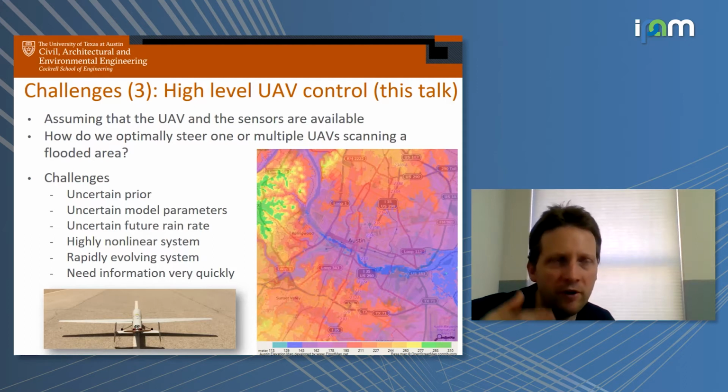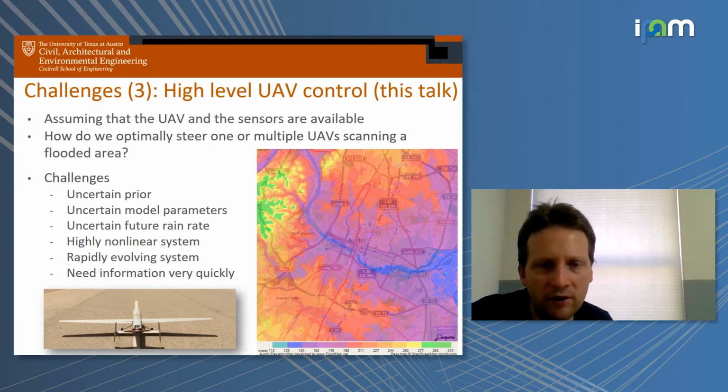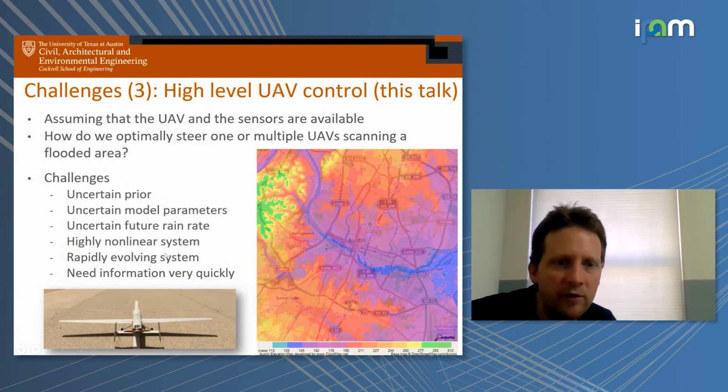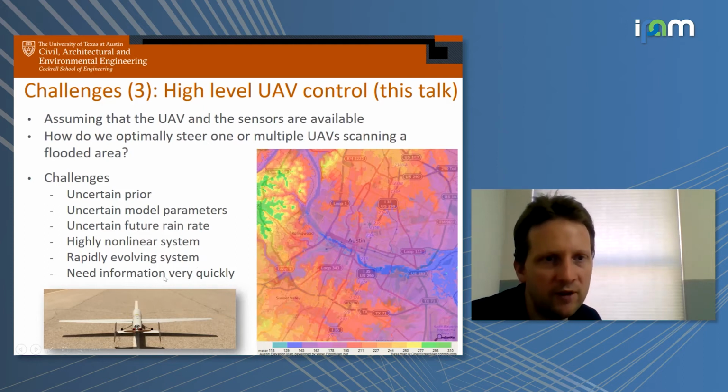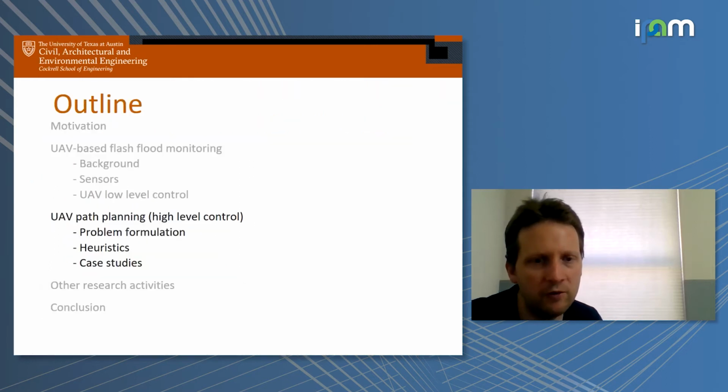When you have a flood, for example, you have a lot of high rain in some area, and then suddenly the soil cannot absorb the water anymore. So it starts to run off and the rivers form, and everything is highly nonlinear. It's evolving very rapidly, and the information is needed very quickly. So we need to have the information as fast as possible in this kind of situation.